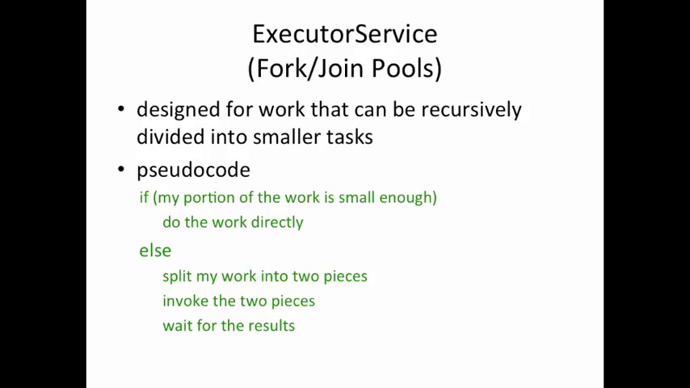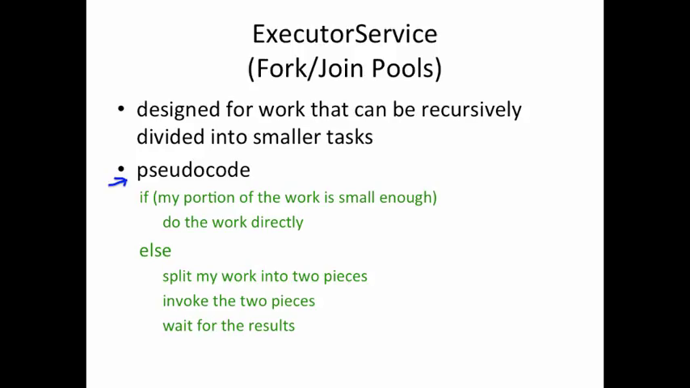So here's the basic pseudocode that we want to use. We first of all say, if my portion of the work is small enough, do the work directly. Else, split my work into two pieces, invoke the two pieces, which means we're going to hand the two pieces, which will be subtasks, back into the fork join pool, and then wait for the results, and then do any processing we need to combine the results.